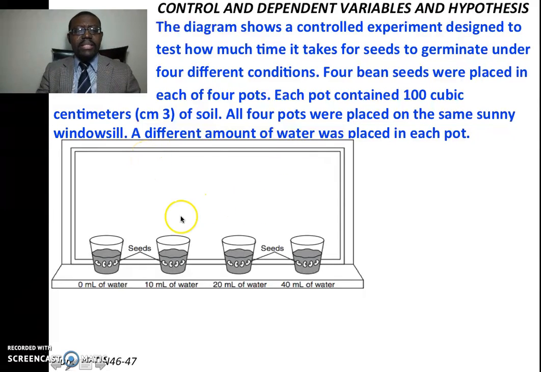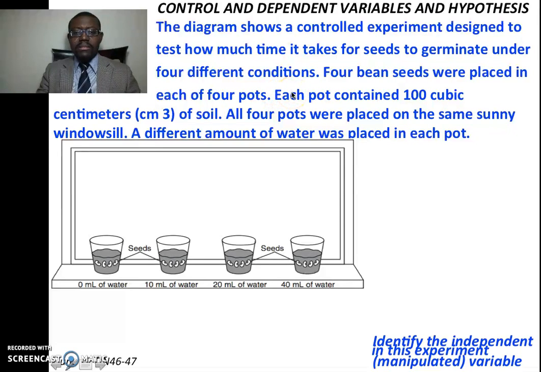So in this experiment, we have the same identical pots, identical cups, with the same identical seeds in each pot. So now, based on this experimental setup, let's answer the following questions.